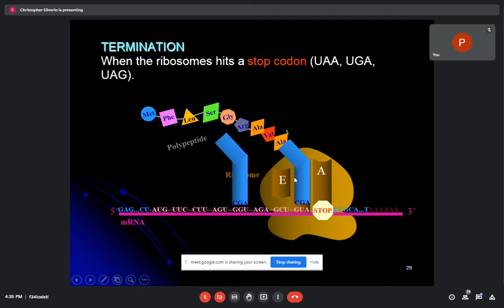And so after that, translation will not proceed because the next codon is the stop codon. So translation will stop because a protein will bind into the stop codon, causing the stoppage of the translation process. So it will stop. And these are the stop codons.